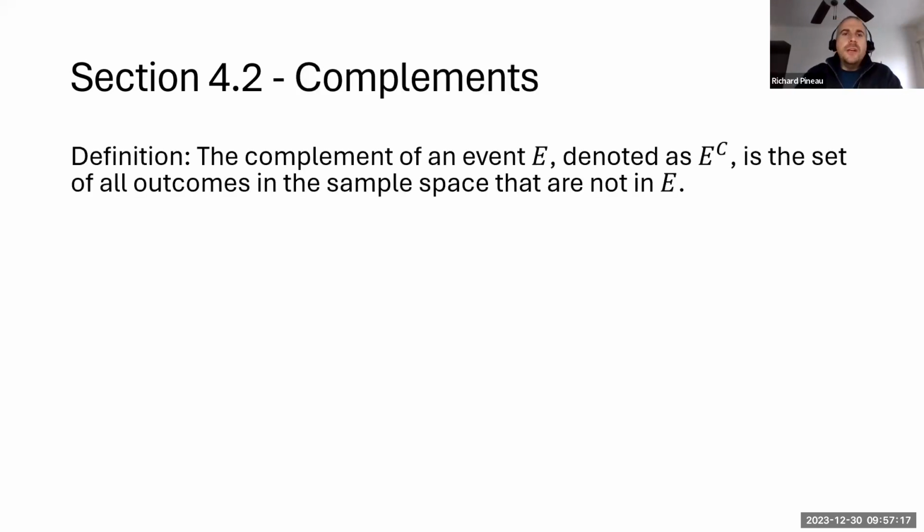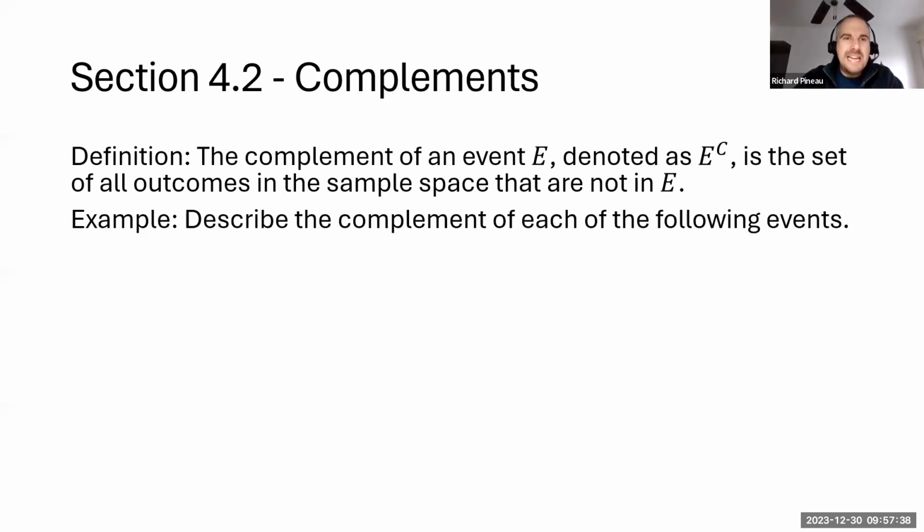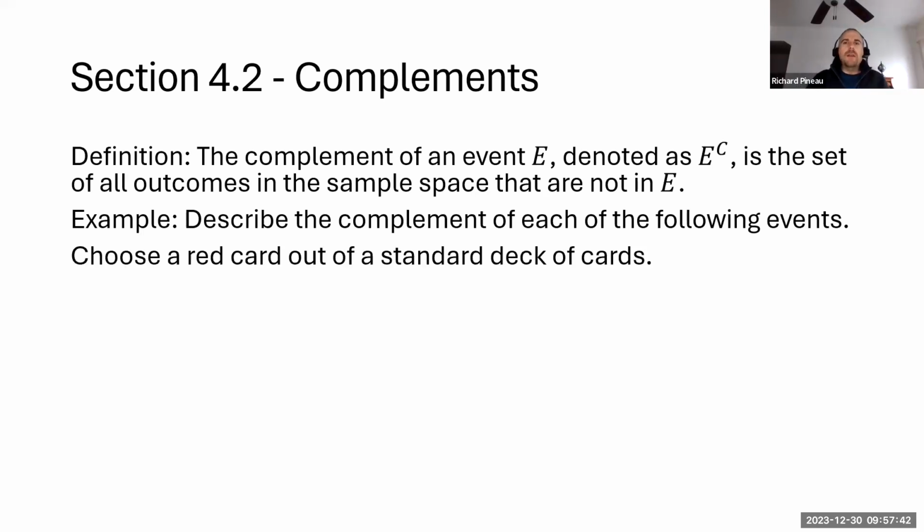All right, now we have something called a complement of an event E, which is denoted as E to the power c. That's the notation that we use. Sometimes different textbooks might use E and have a bar on the top of it. So it depends on the text, okay? This is the set of all outcomes in the sample space that are not in E. So let's see if we can make some sense of this by describing the complement.